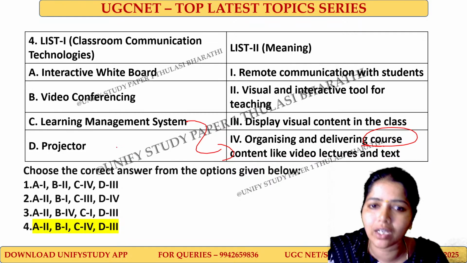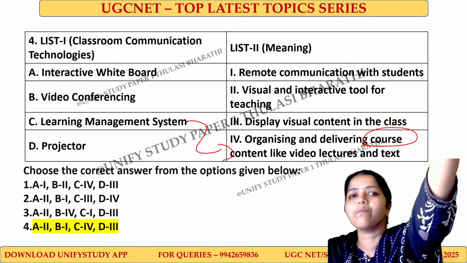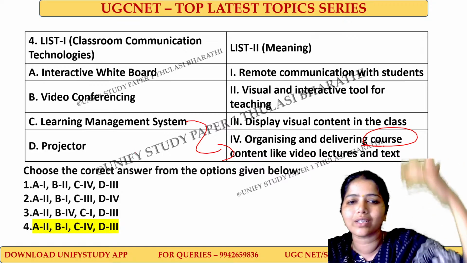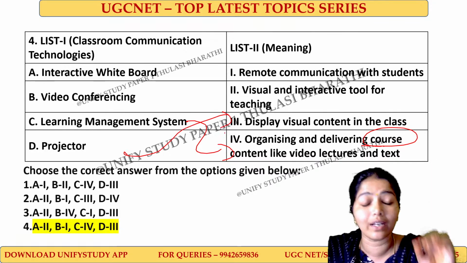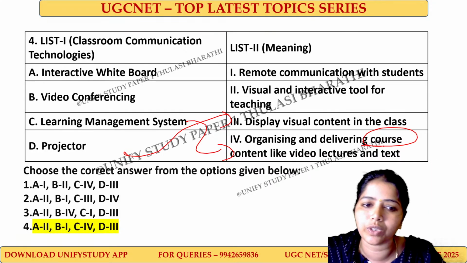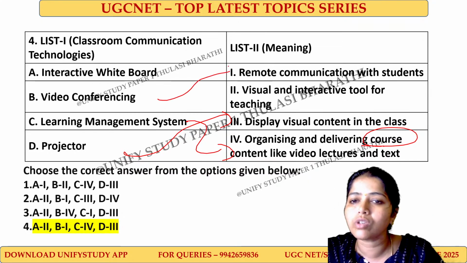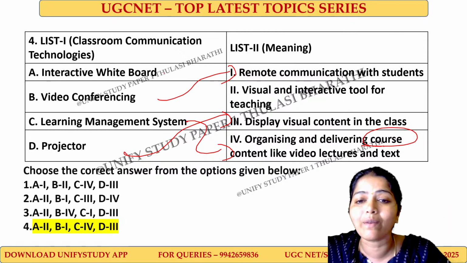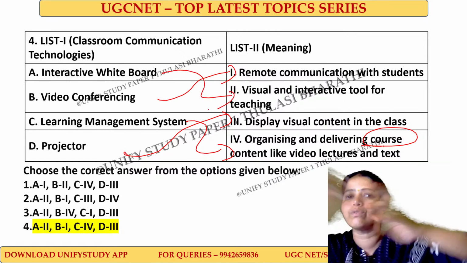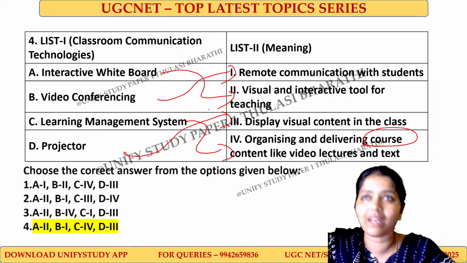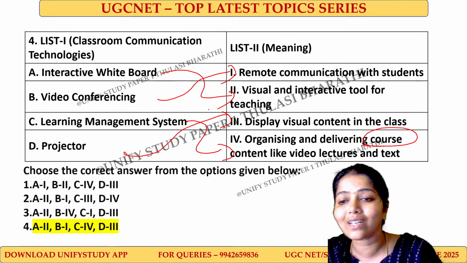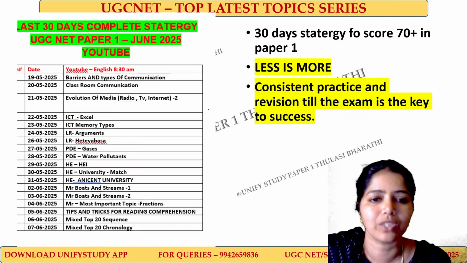And what is a projector? A projector displays some visual content, right? That LCD projector we had, right? So it displays visual content in the classroom, so it is D3. And video conferencing is remote communication with students. Interactive whiteboard is a visual and interactive tool where I can write, I can upload PDF, I can take class. It's an interactive whiteboard, right? Clear? Very good. Next question on board.